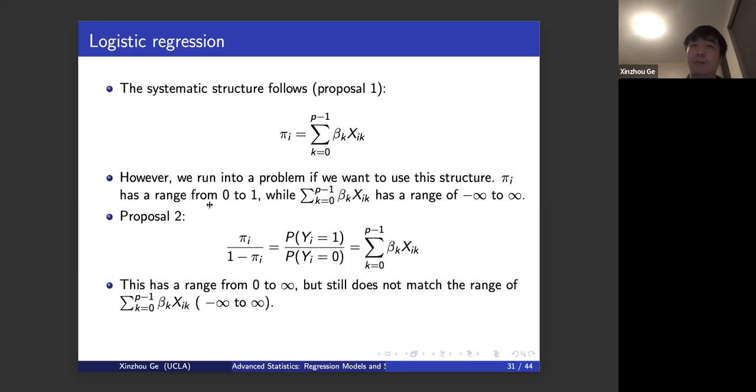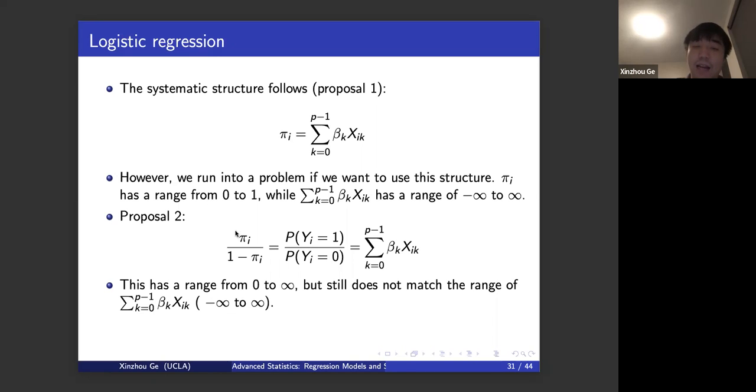So we may propose our second model. This is our second proposal. In this one, we consider whether we can change a value from 0 to 1 into a value which takes a value from a larger range. So this time we make the response to be pi i over 1 minus pi i, which is the probability that yi equals 1 over the probability that yi equals 0.